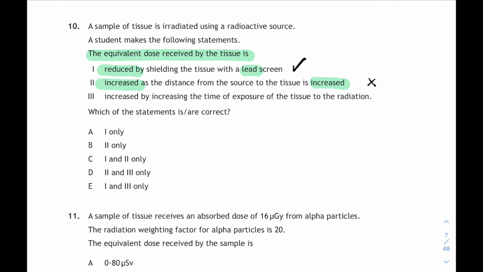And the last one: the equivalent dose received by the tissue is increased by increasing the time of exposure to the tissue to the radiation. Yes, the longer you're exposed, the more dose you would receive, so that one is correct as well. So 1 and 3 are correct. That's 10E, that's pretty tricky to read that one.